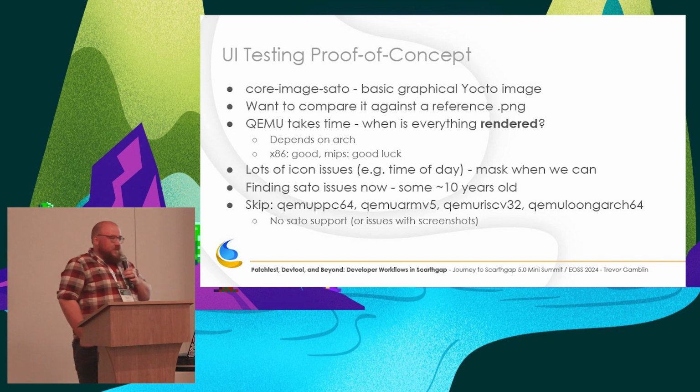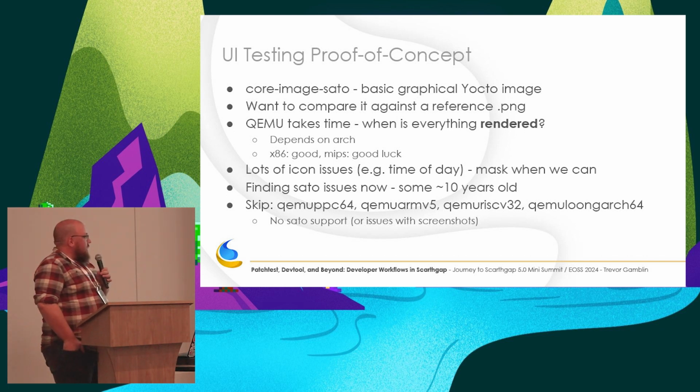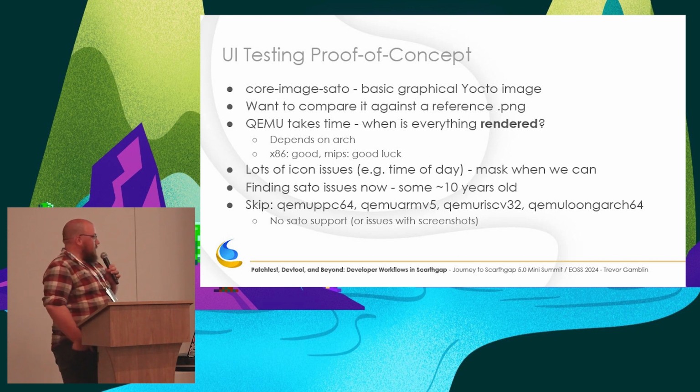A couple of the other areas that we covered for project tooling. So there was a UI testing proof of concept. For core image sato or other basic graphical environments, what we wanted to do was be able to compare it against a reference PNG. So once the QEMU instance is up, you want to be able to take a screenshot and make sure that the environment is similar to what you're expecting with that reference.